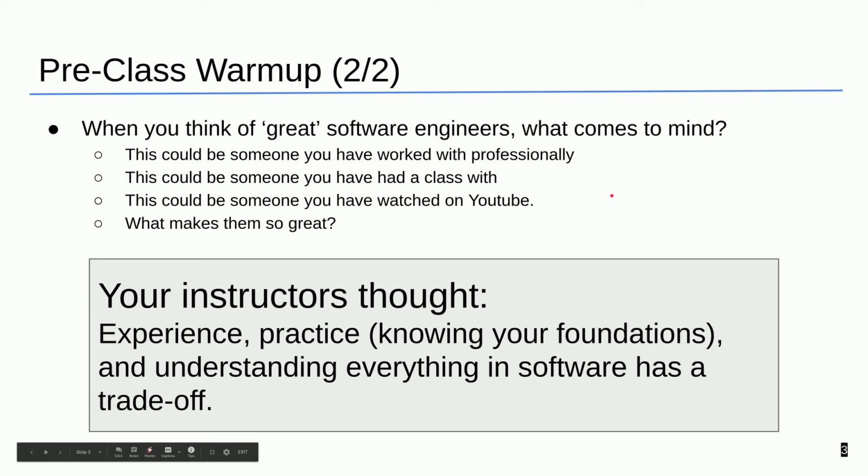Usually someone who's a great software engineer has experience, they have practice, knowing their foundations, studying, trying things and trying to break them, and really just understanding that in software, pretty much everything has a trade-off. So, folks who can sort of list the pros and cons of different approaches and understand there's no definitive answer, usually have a good sense of the problem that they're trying to solve. So these are just some of my thoughts and some things we'll want to think about in this course.